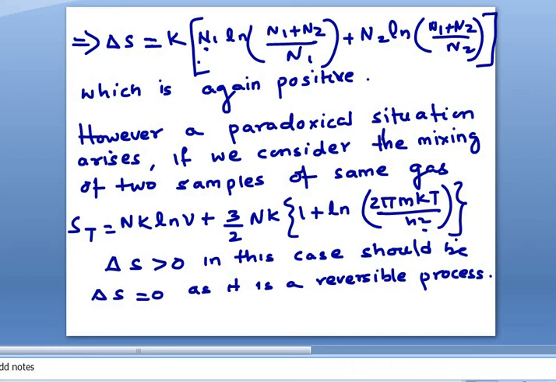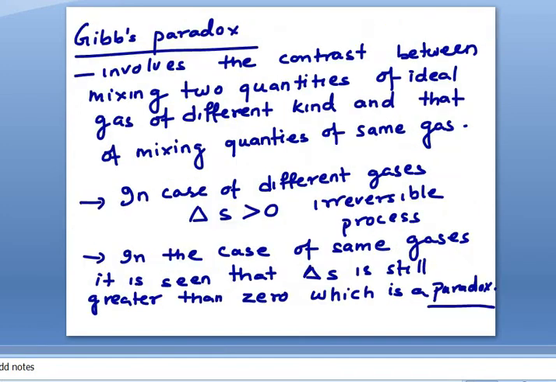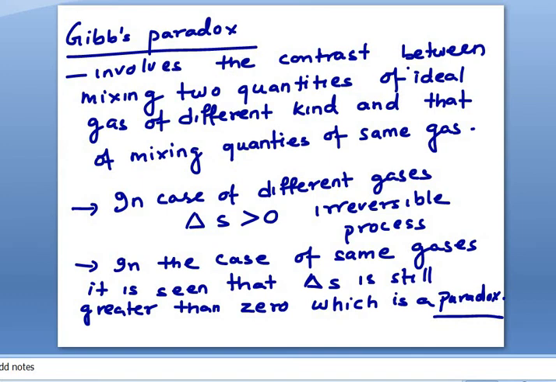Here the entropy change is the same for mixing different gases and mixing the same gas, which should not be the case. So what is the summary? The Gibbs paradox involves the contrast between mixing two quantities of ideal gas of different kinds and mixing two quantities of the same gas. Actually both should give different results. In the case of different gases, delta S is greater than 0, an irreversible process, which is correct. But in the case of the same gas, it is seen that delta S is still greater than 0, which is a paradox. That is not correct. That should be 0. So that is the Gibbs paradox.